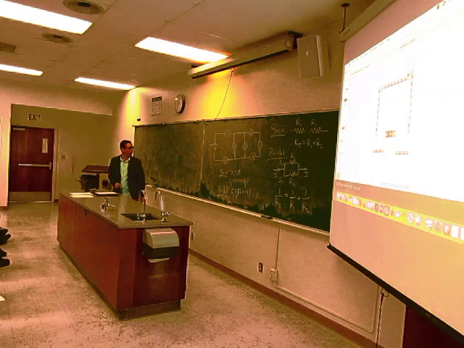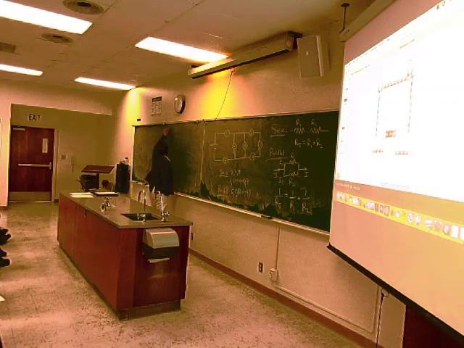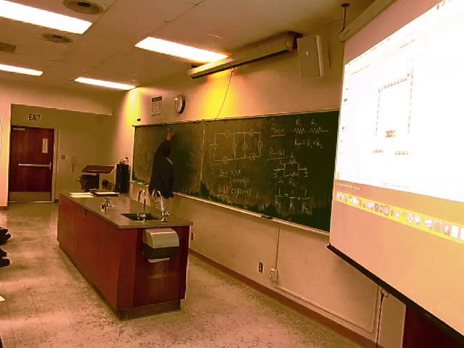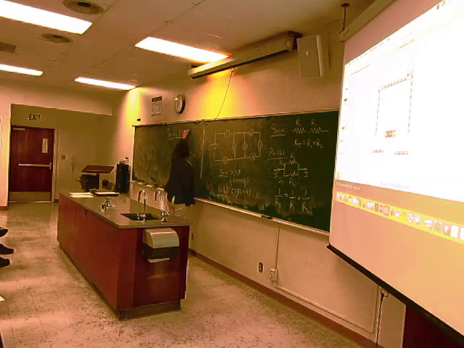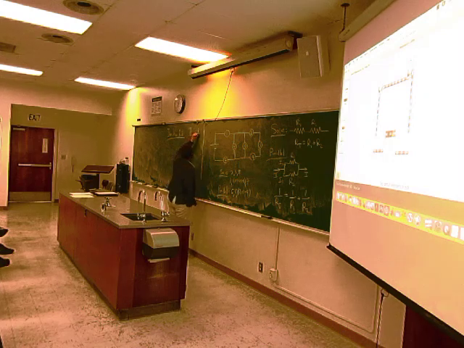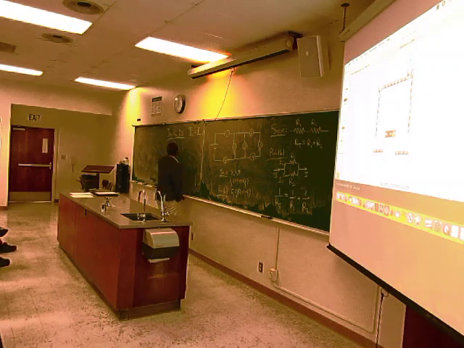Right? So this is one of the rules for circuits, and there's only a few rules. One of them is this junction rule, which basically says whatever current comes in has to equal the current that goes out. And this is really nothing more than a statement of charge conservation.